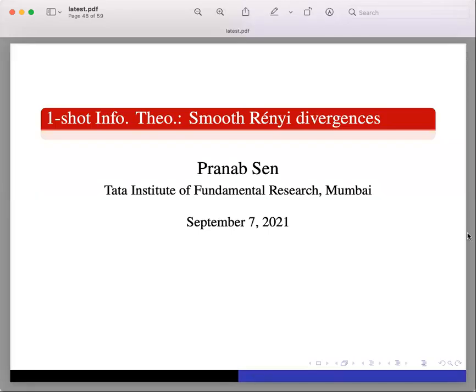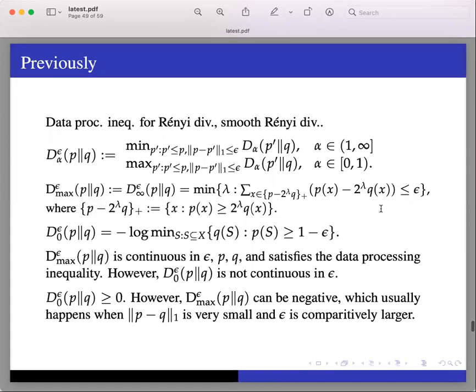Okay, welcome to today's lecture. So today we'll do a deeper study of smooth Renyi divergences, which we had started last time. Previously we had seen that the Renyi divergence satisfies the data processing inequality. This is true for any alpha. And then we had defined the smooth Renyi divergence. So recall, this is the definition of smooth Renyi divergence.